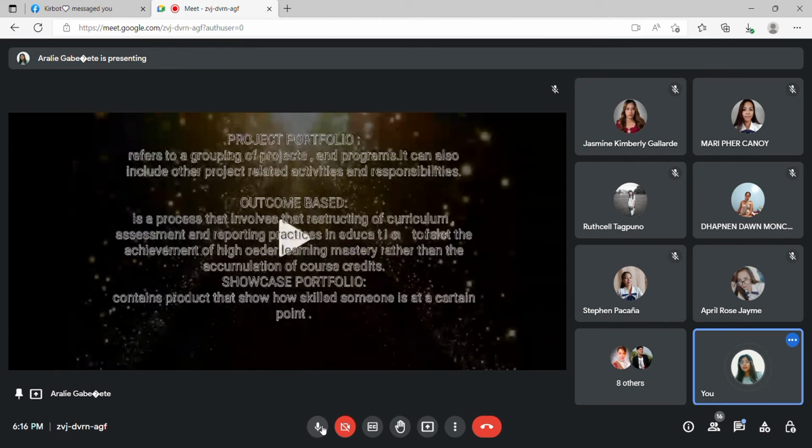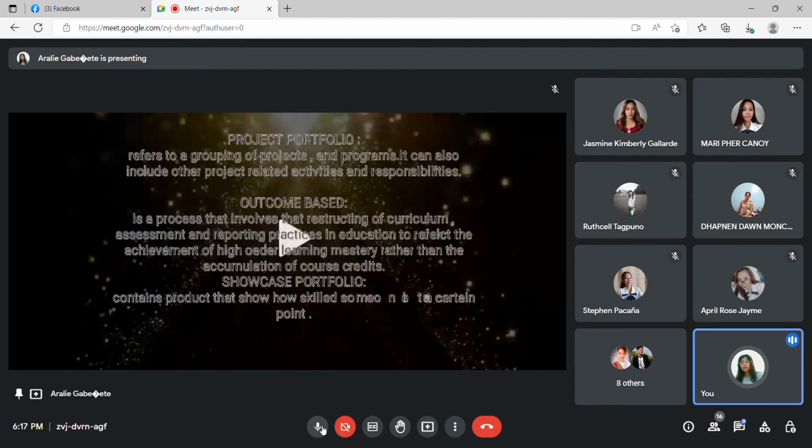Second option, the outcome based. It is wrong because it is a process that involves the restructuring of curriculum, assessment, and reporting practices in education to reflect the achievement of high order learning mastery rather than the accumulation of course credits. So it is the deliberate collection of evidence of a student's learning based outcomes.